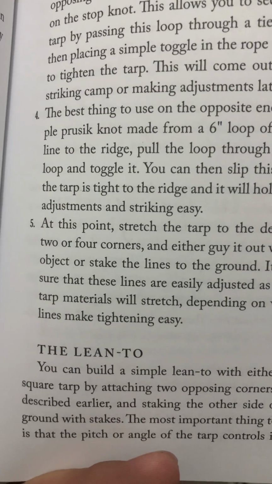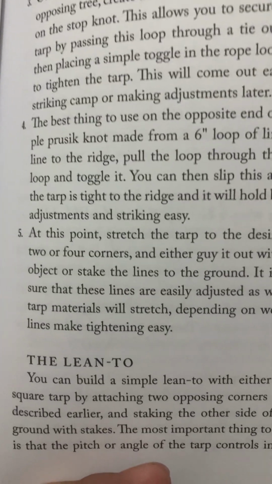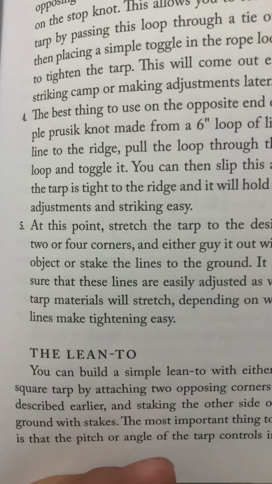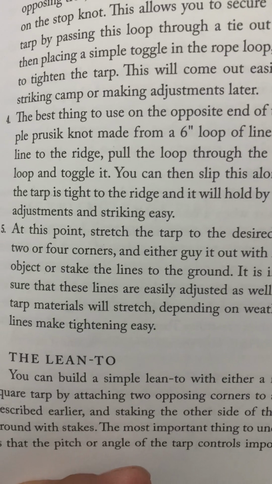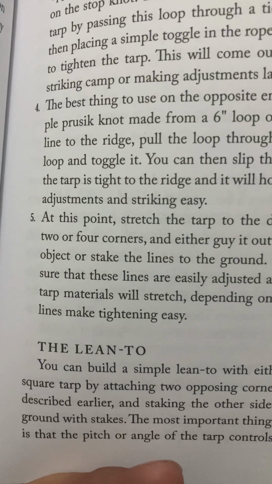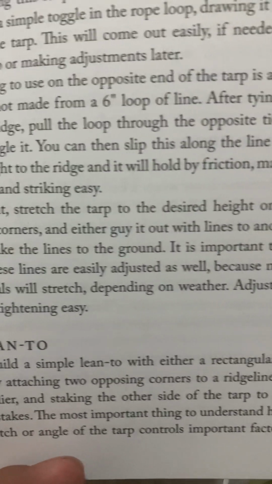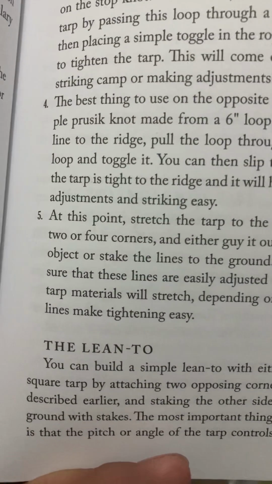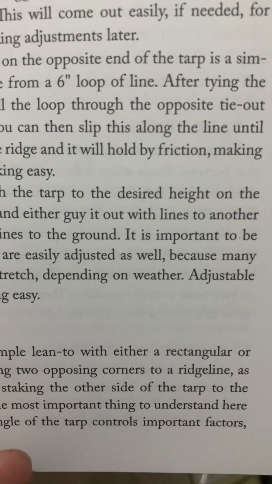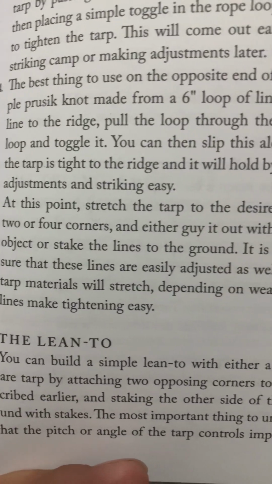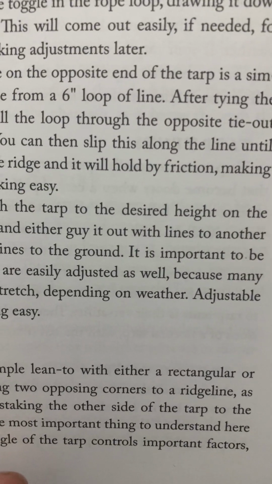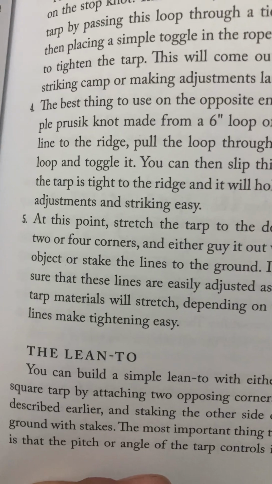Number 5. At this point, stretch the tarp to the desired height on the 2 or 4 corners and either guy it out with lines to another object or stake the lines to the ground. It is important to be sure that these lines are easily adjusted as well, because many tarp materials will stretch depending on the weather. Adjustable lines make tightening easy.